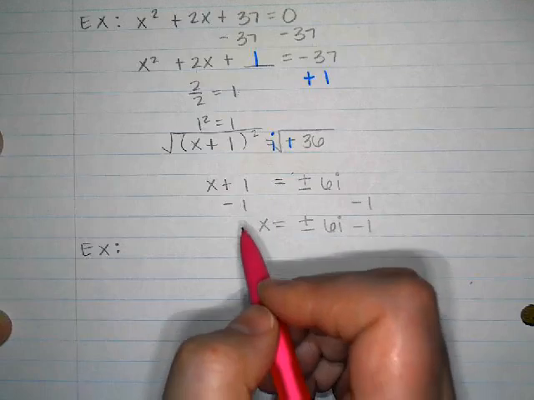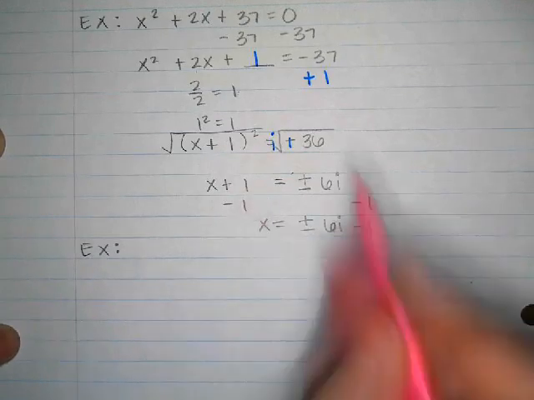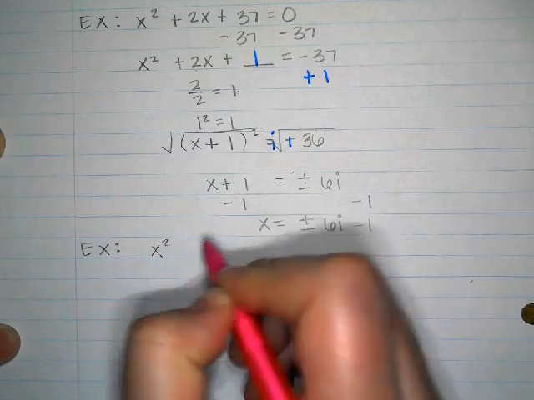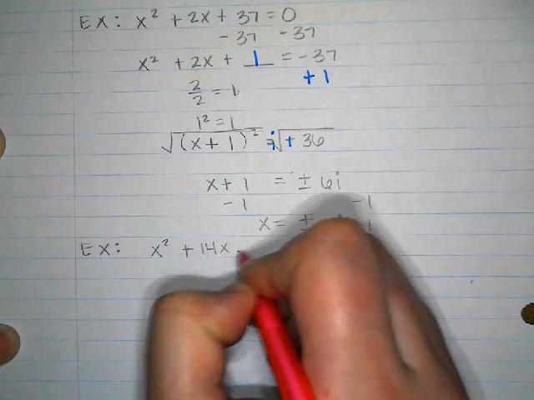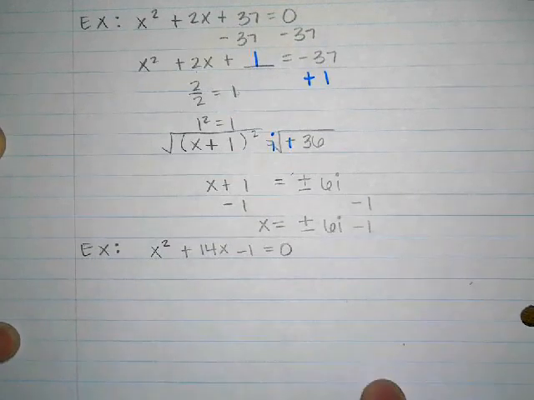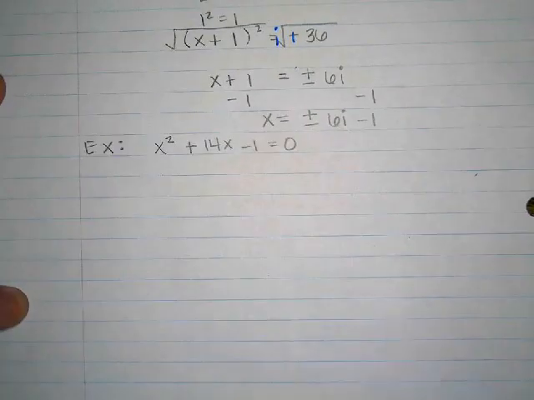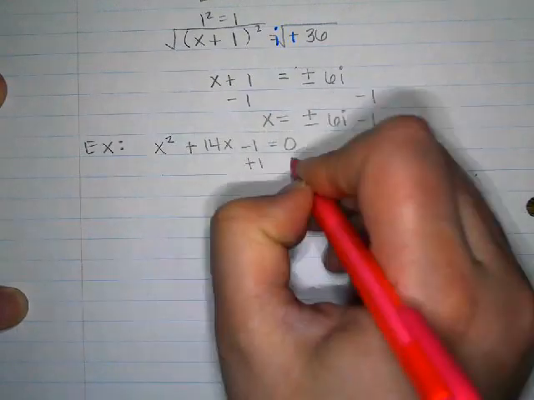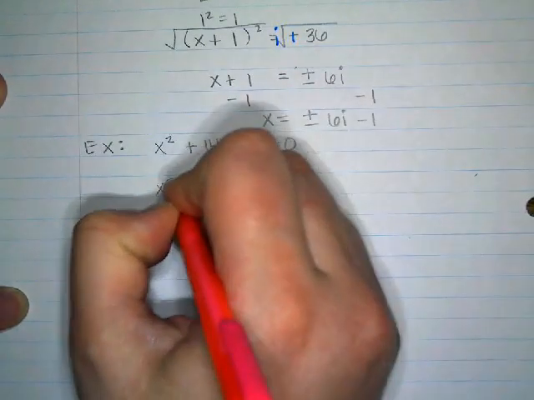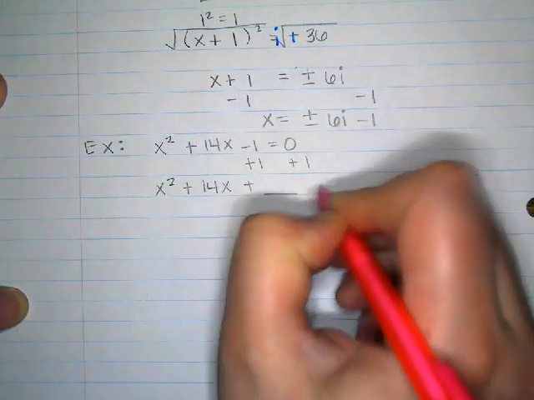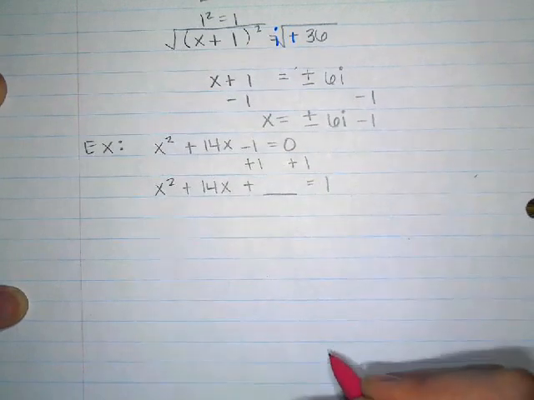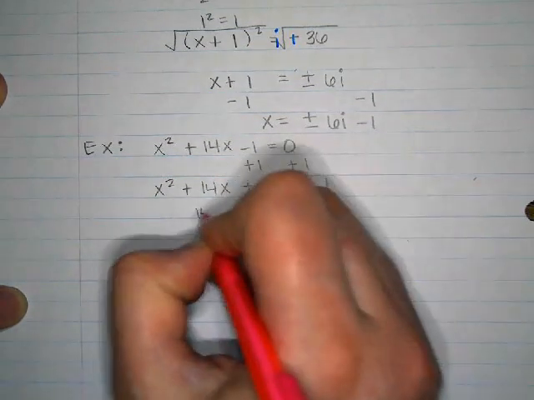We're going to do x squared plus 14x minus 1 equals 0. Okay. What should we do first? Add 1 to the other side, okay? x squared plus 14x plus blank equals 1. Okay, take the 14, divide by 2, and we get 7.